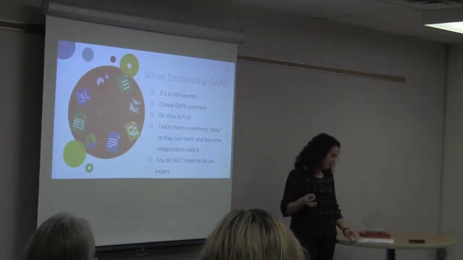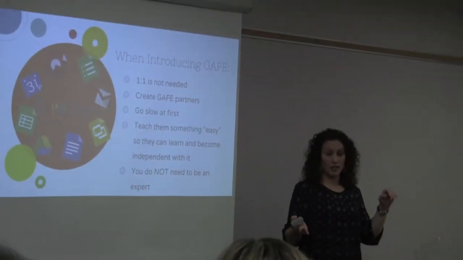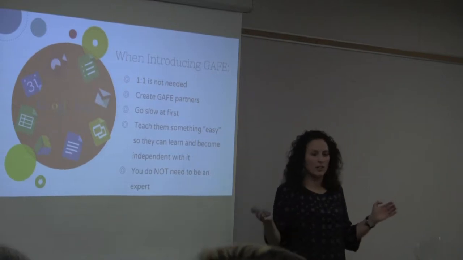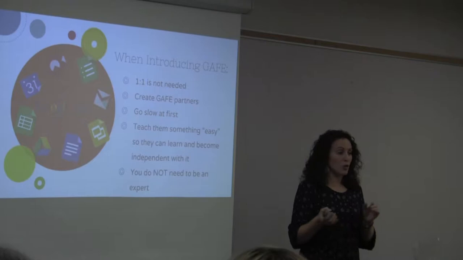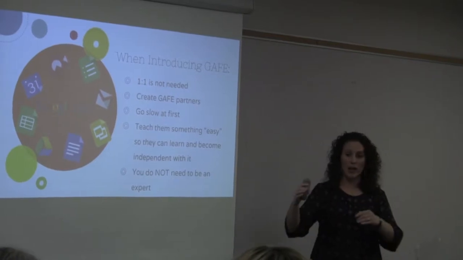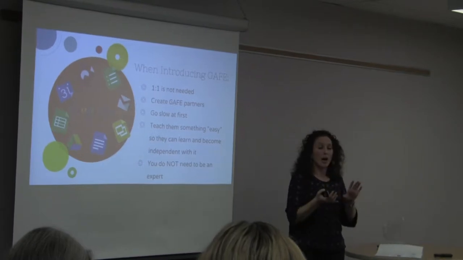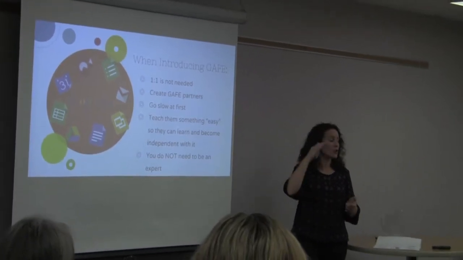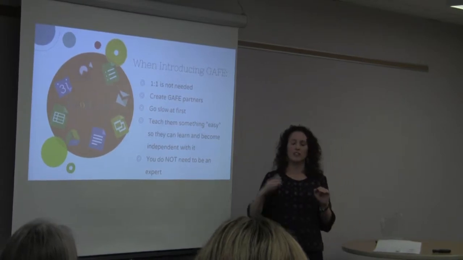When you're introducing games to your class, one-to-one isn't needed, as I was saying. In an ideal world in primary and elementary, we're not going to have one-to-one. So borrow when you can, use them when you can, work with your pod group, see if you can borrow them, see if you can go two-to-one. Create Google Partners. And then go really slow at first, because they're primary and they're going to need the instructions a little bit slower so that they can figure it out.